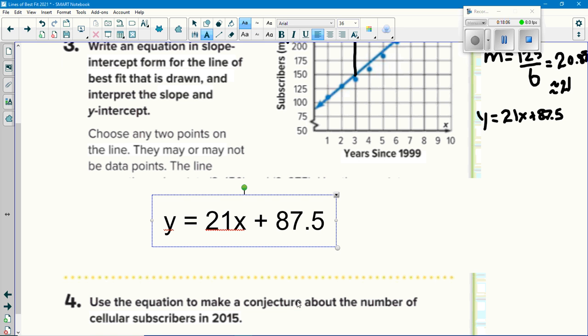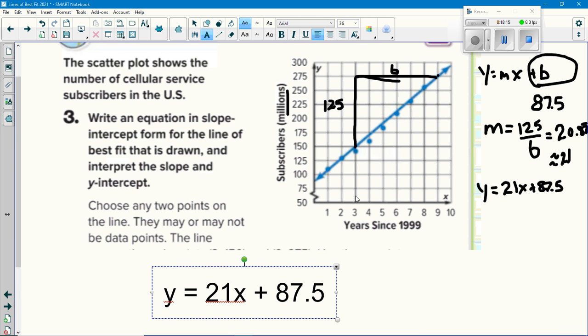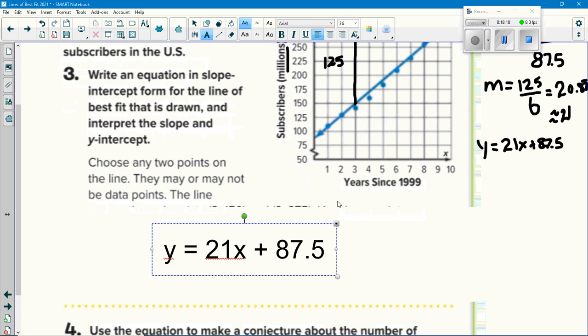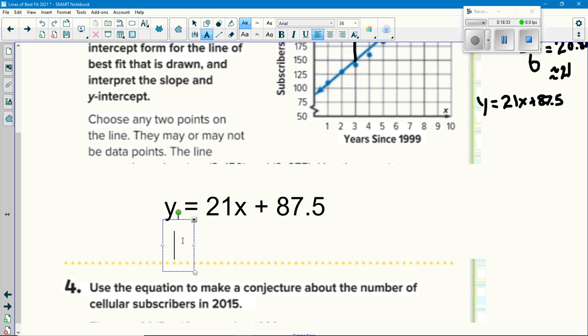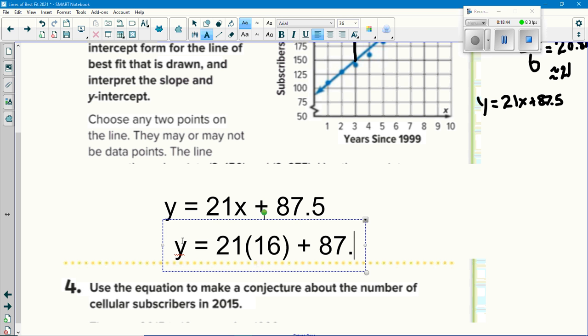It said, use the equation to make a conjecture about the number of cell subscribers in 2015. Forget reading this off the graph, because you can't. 2015, 16 years later, is not on the graph. But you've got this. From 1999 to 2015 would be 16 years. So just put it in here. You're going to work it out like this: y equals 21 times 16, plus 87.5 million.